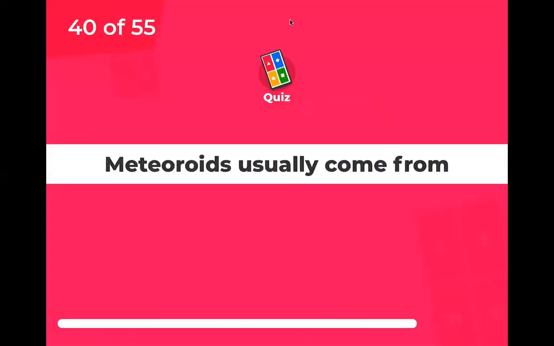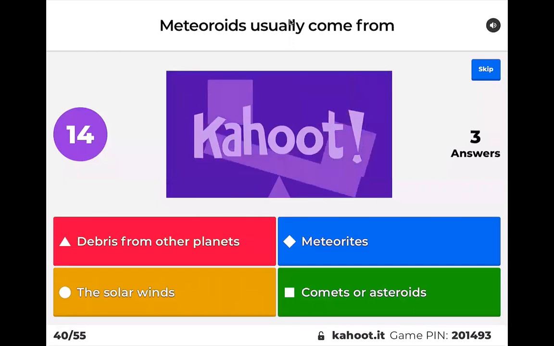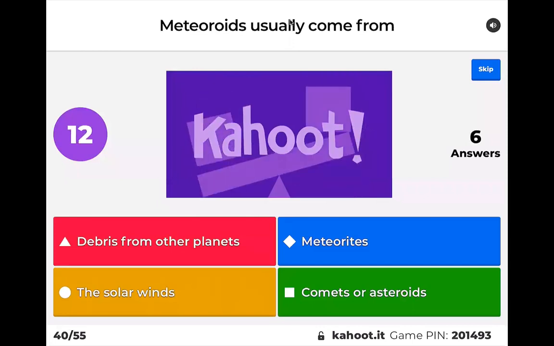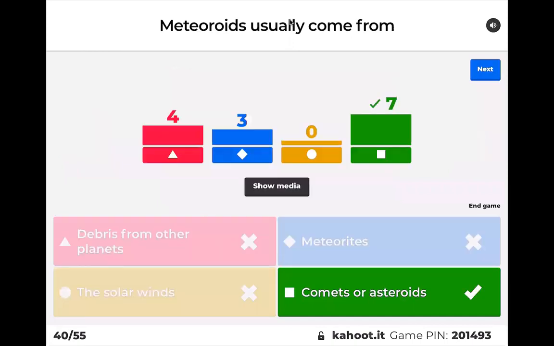Meteoroids usually come from debris from other planets, the solar winds, meteorites, or comets and asteroids. Meteoroids, again, chunks of rock in space. What's their origin? Comets or asteroids? Good job.